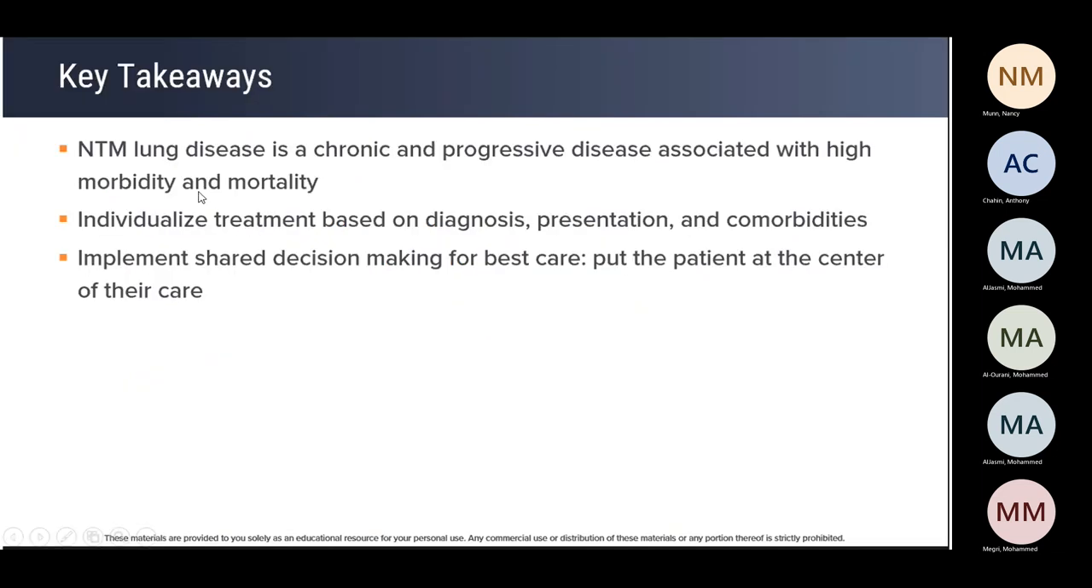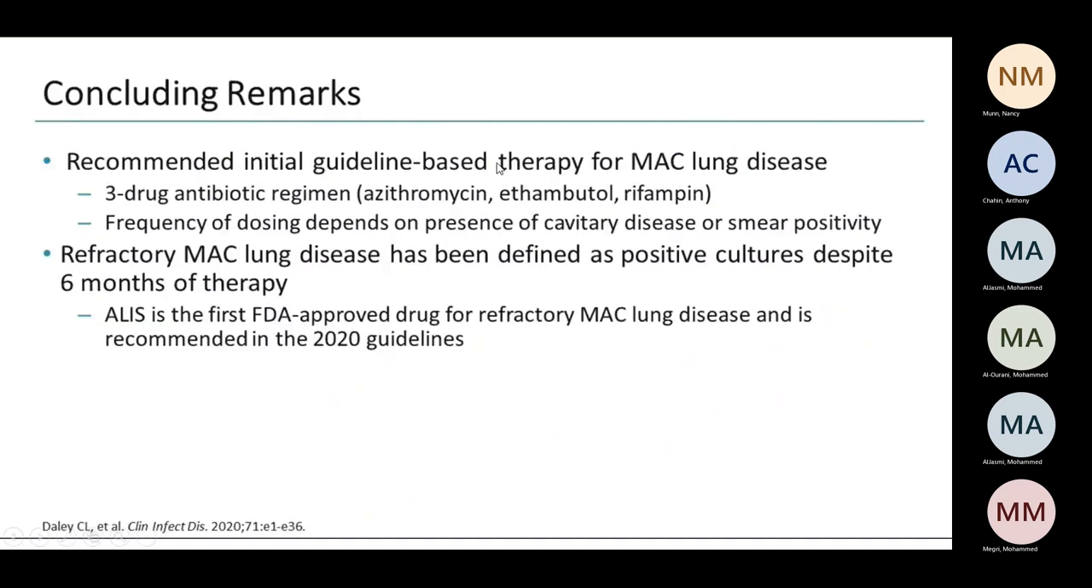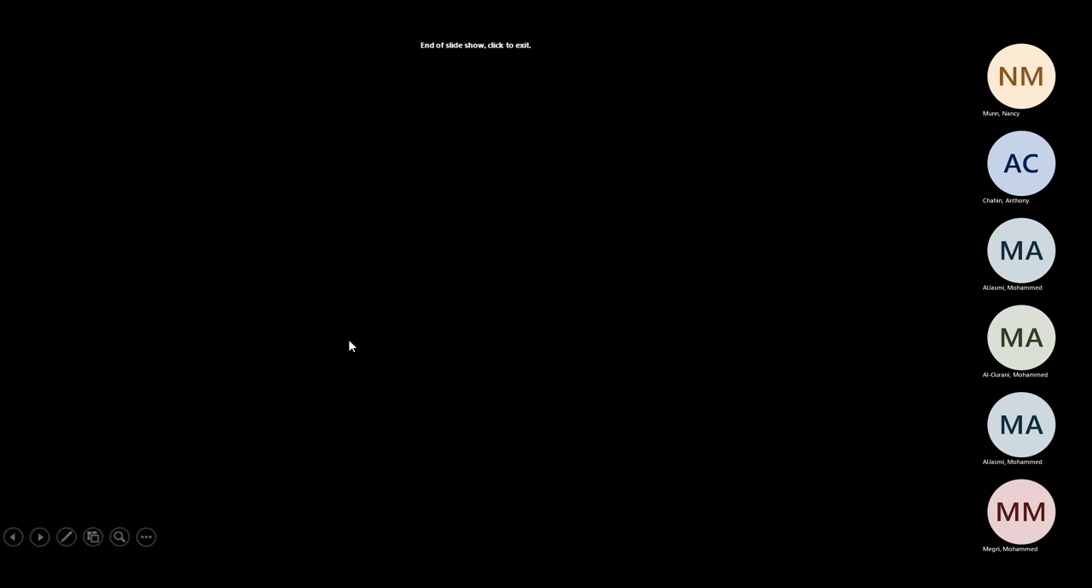So for summary, the NTM is a chronic and progressive disease. Like I said, there is high mortality and morbidity. Treatment should be individualized, and you really have to sort out which patients are the right candidates based on several factors: presentation, comorbidities, diagnosis, and it should be shared decision making. We did go over the treatment here: triple therapy, and the frequency, whether daily or three times a week, has to do with whether it's cavitary or not. And then the refractory disease, where we have the ALIS added to such therapy.